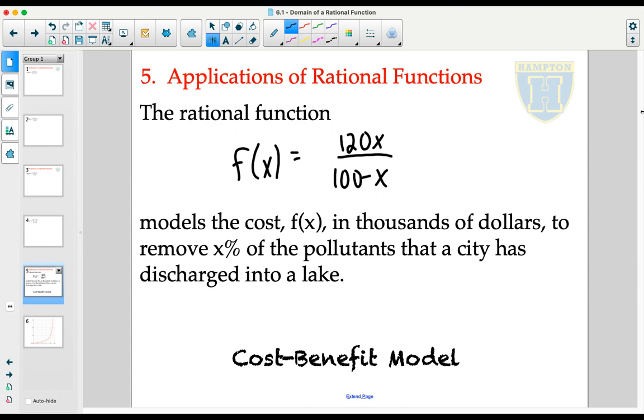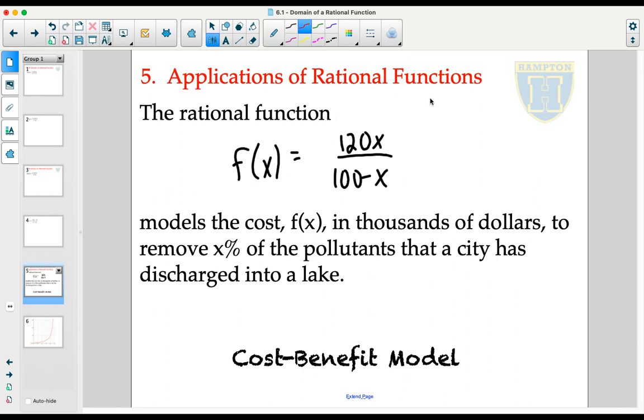Now, the obvious application here is that we would want to remove all of the pollutants from the lake that the city has discharged into it. But this function is designed to balance that want against how much it would cost to actually achieve that goal. So, a couple of quick examples just to put our heads in the right space.